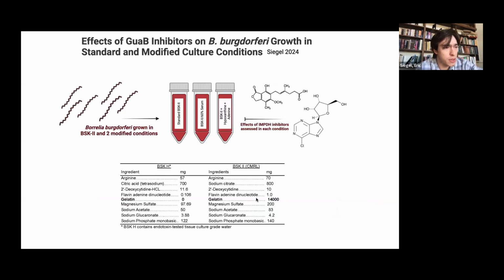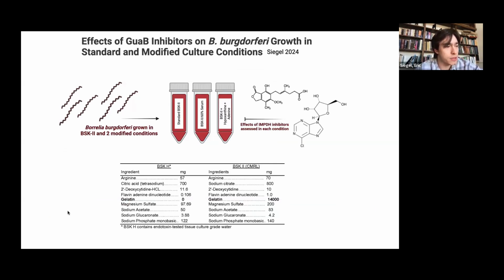I just want to briefly discuss the product of an article that we published in October, which was titled Effects of guaB Inhibitors on Borrelia burgdorferi Growth in Standard and Modified Culture Conditions. I just show here the basic recipe for the standard growth medium for Borrelia, which is called BSK2.